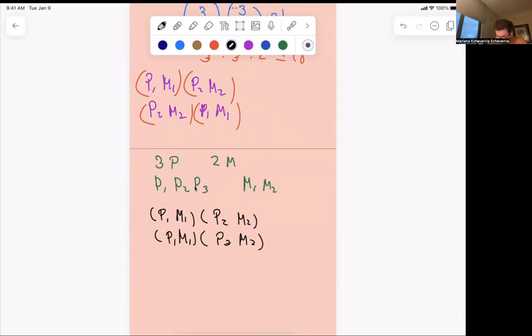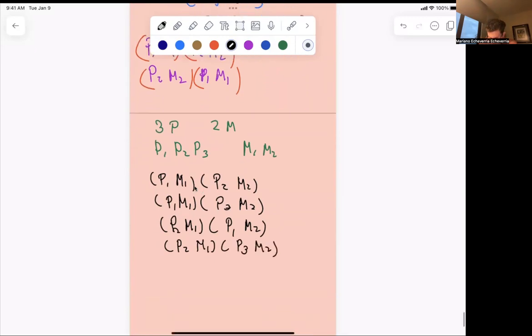So those are 2 allowable. Then you could also pair P2 with M1, right? And then you can pair P1 with M2, or you could pair P2 with M1, right? And then you could pair P3 with M2. Is that making sense? Yeah.